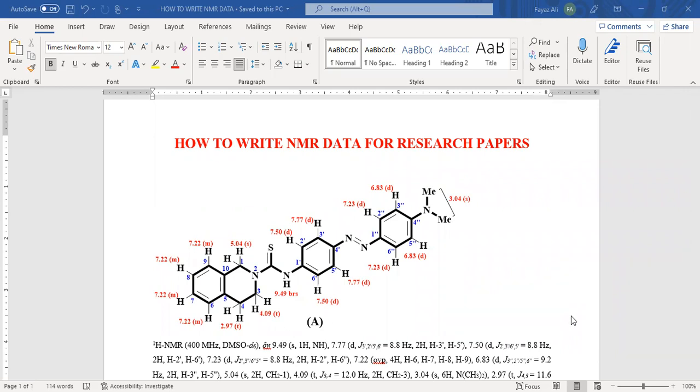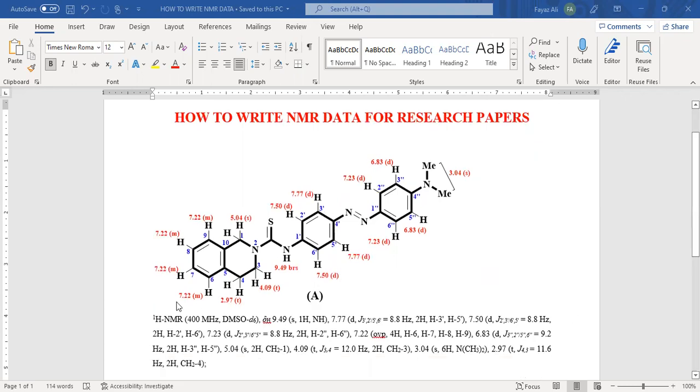Whenever you are going to write NMR data, you should write from upfield to downfield or downfield to upfield. Even many research journals have given instructions to write upfield to downfield or downfield to upfield. Various journals have shown their pattern for how to write the NMR data. So one of the most preferable methods is to write NMR data from downfield to upfield.